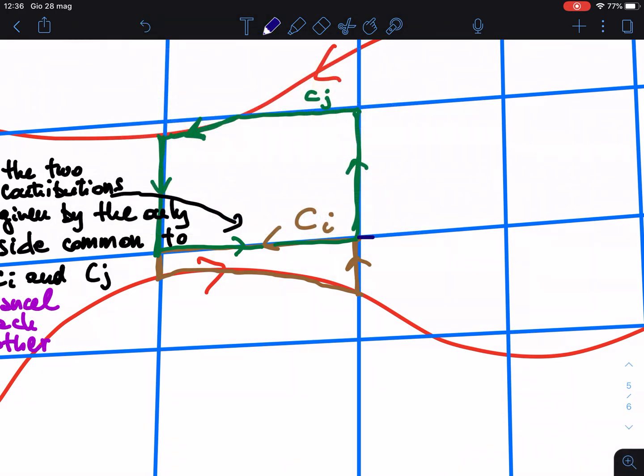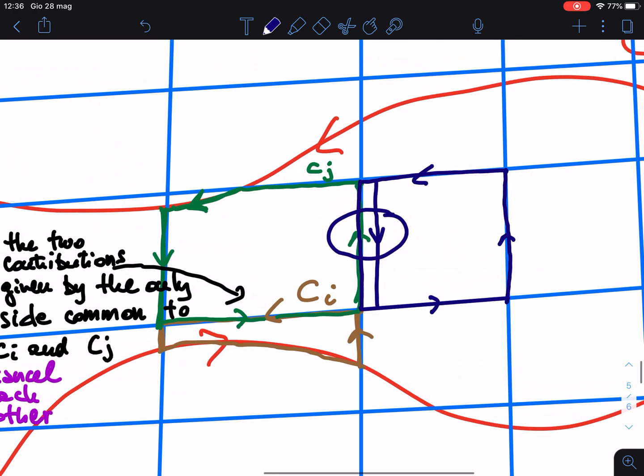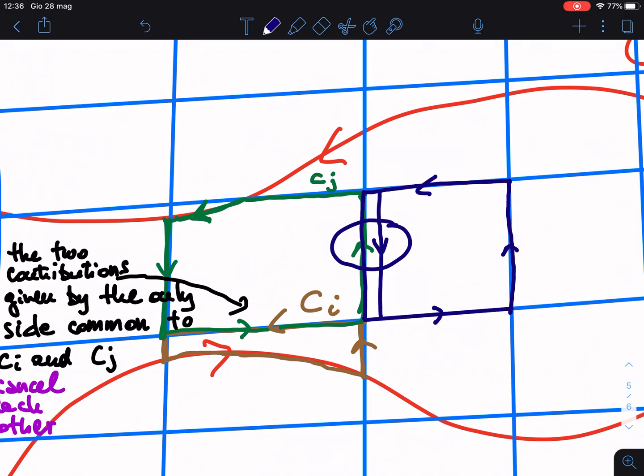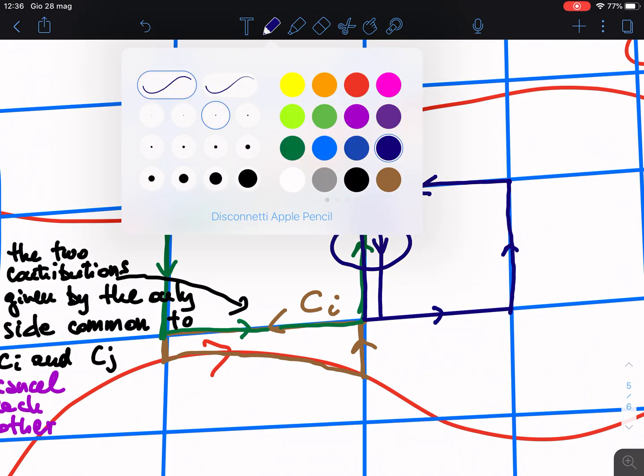Here we go to consider another circuit. We want it to be positively oriented, which here means counterclockwise. So the correct orientation here is here, here. And again, the common side is run through in the opposite direction. So these two contributions cancel each other. And then you go for now the last, and then I stop.